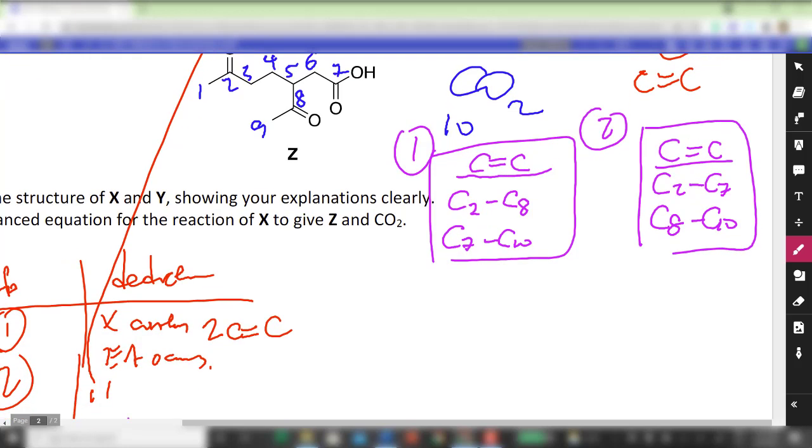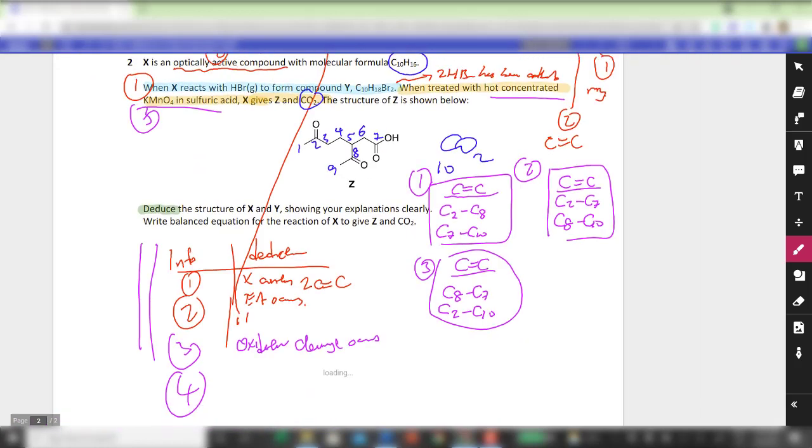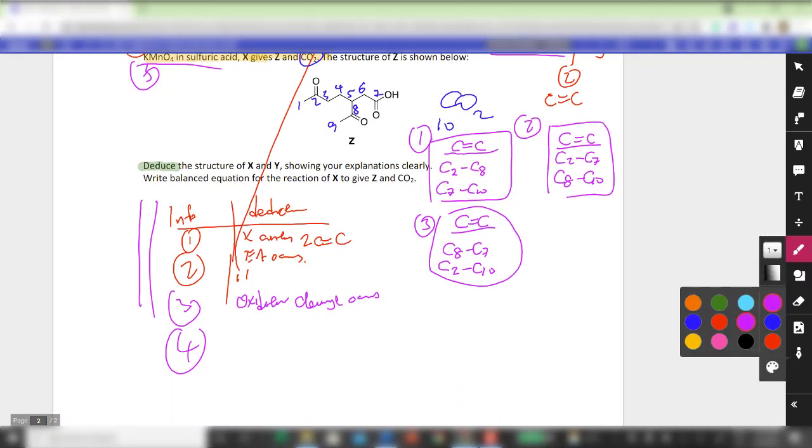And then we can also have possibility number 3. That would mean that my CC double bond will be between C8 and C7. Yeah, so if we do a quick count, that will be a 4-membered ring, and then my terminal alkene will be between C2 and C10. Okay, so 3 possibilities. With the 3 possibilities, we'll try to sketch out the structure below. So let's try to do it.